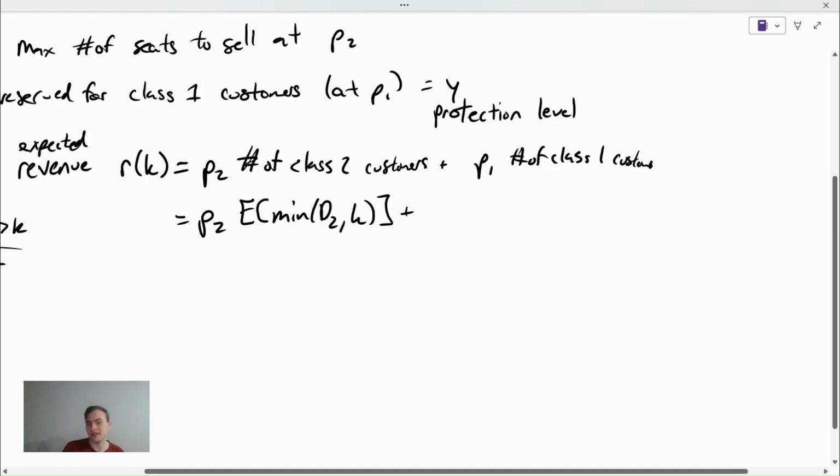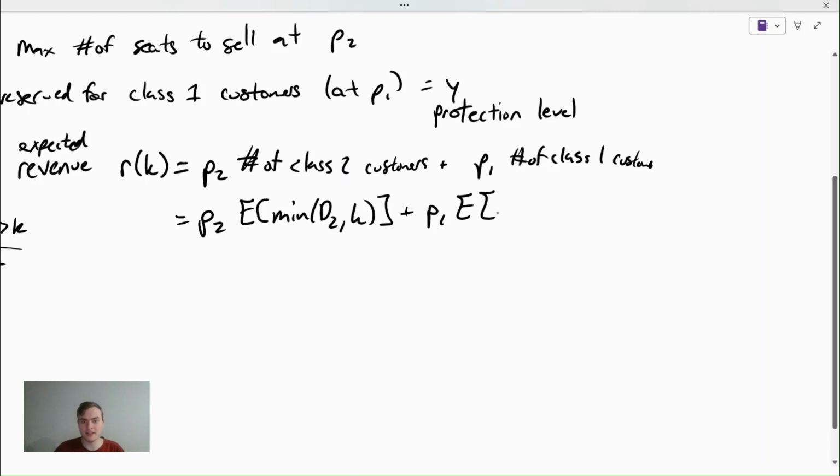And then P1, again, we're not just multiplying by D1 because it also depends on our capacity, right? So we have P1 times the expected value of minimum D1. If only D1 customers come, and that's like 0, then we'll have 0 come, right? But we're also limited by the capacity, which would be C minus how many class 2 customers there were. And we already wrote that as min D2, K, right? So it's C minus min D2, K.